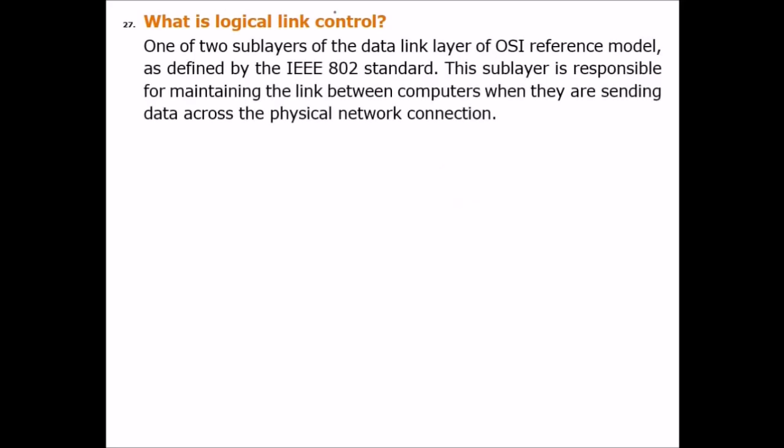What is Logical Link Control, or LLC? It is one of the two sublayers of the data link layer. In the data link layer we have MAC and Logical Link Control. This is part of the OSI, Open System Interconnection Reference Model of ISO. It is defined by the IEEE 802 standard, and this sublayer is responsible for maintaining the link, as the name suggests, logical link control between computers when they are sending data across a physical network connection.